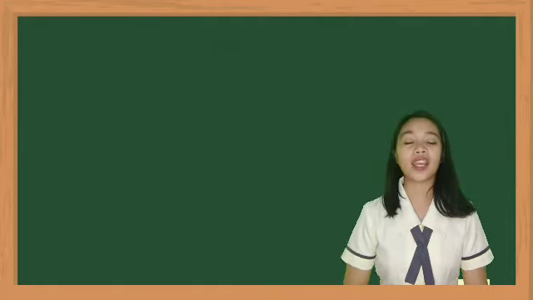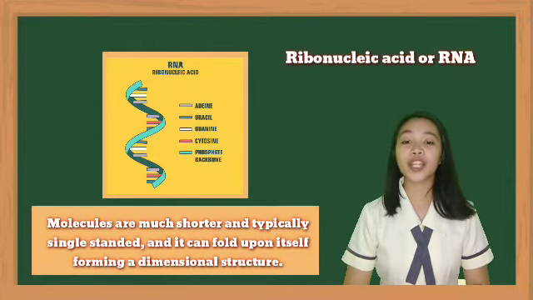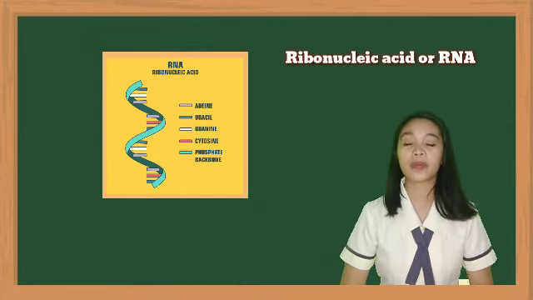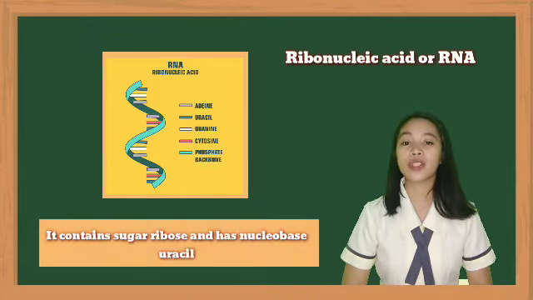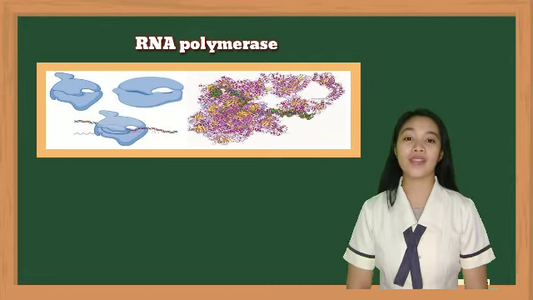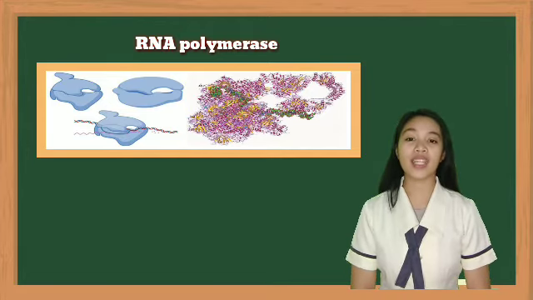How about the RNA? Anyone? Very good. RNA molecules are much shorter and are typically single-stranded, and it can fold upon itself, forming a three-dimensional structure. It contains sugar ribose and has nucleobase uracil. RNA polymerase is a multi-subunit enzyme which catalyzes the transcription process of RNA synthesized from a DNA template.